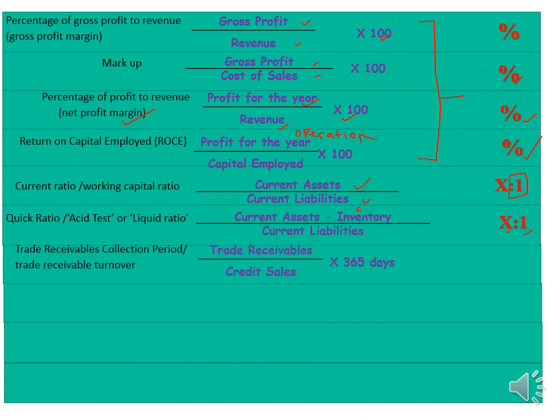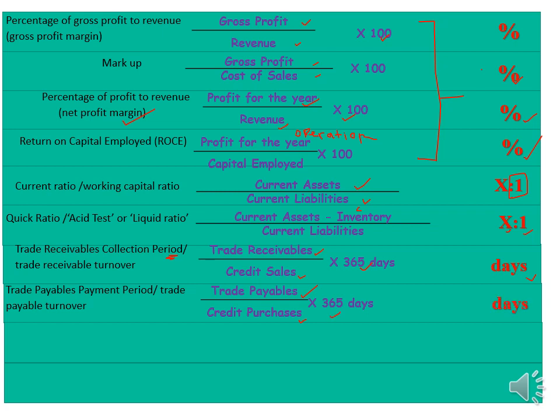Okay, next one is trade receivable collection period. Whenever they say period, it's actually days. So the formula is trade receivable over credit sales times 365 days. The answer will be in days. Next one is trade payable payment period, or trade payable turnover. The formula is trade payable over credit purchases times 365. The answer will be in days also.